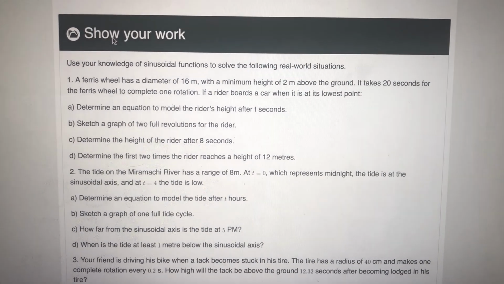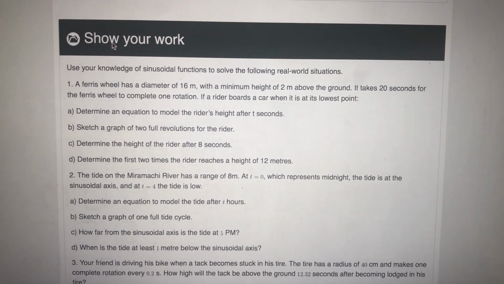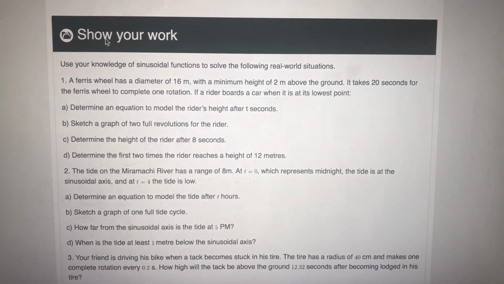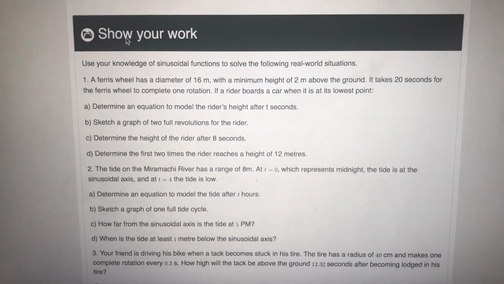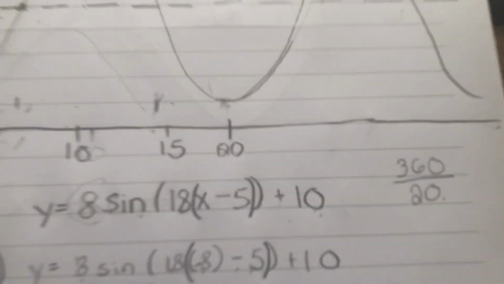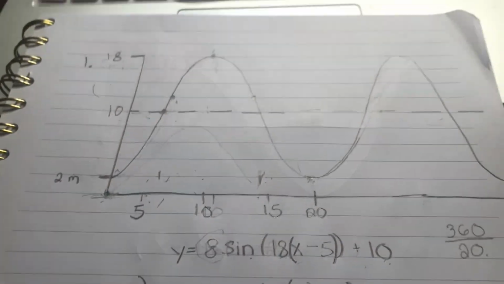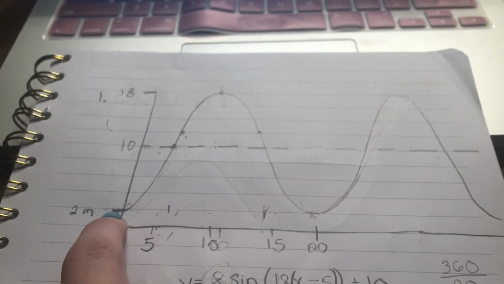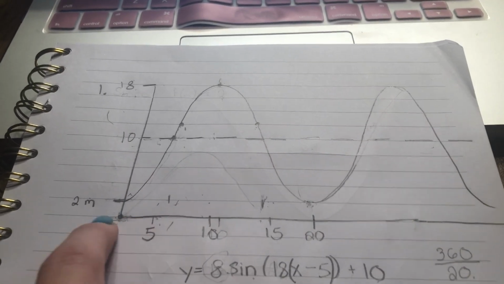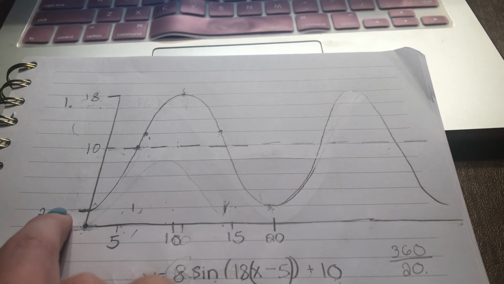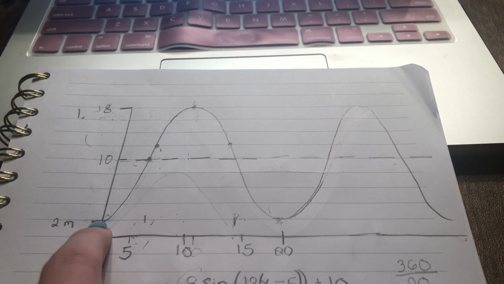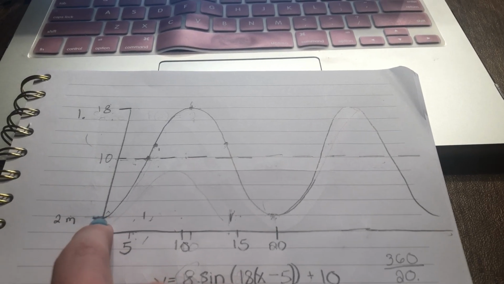Okay, so A says to determine an equation, and then B says to sketch a graph, but I'm actually going to sketch a graph first because it makes it easier to determine the equation that way. So it has a minimum height of 2 meters, so that means that the bottom of the Ferris wheel is never going to touch the ground. So our ground here is going to be our x-axis, and then it starts at 2 meters. So this is where the rider gets on.